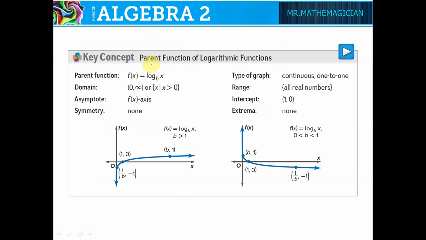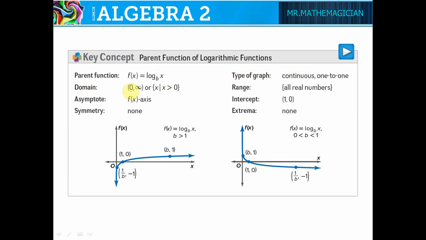Now, for the logarithm as a function, let's know first what is the parent function. Parent function of logarithmic function is f of x equals log x base b. The type of graph, it's continuous and one-to-one graph.